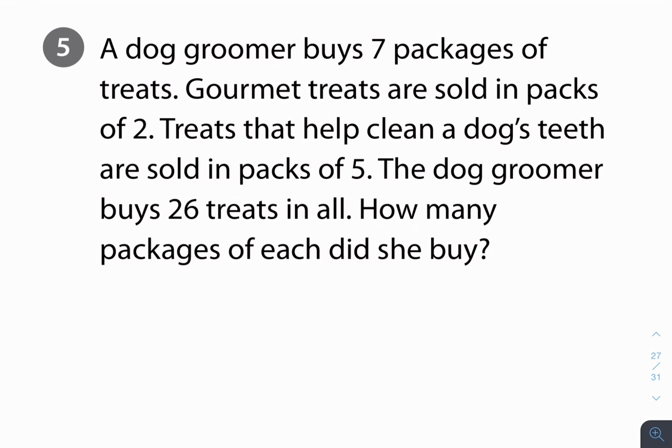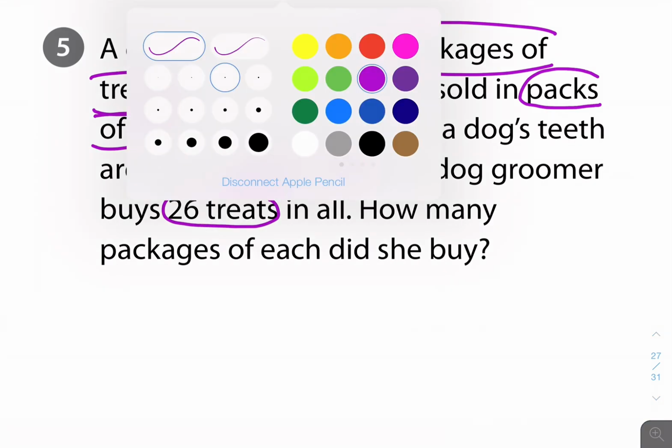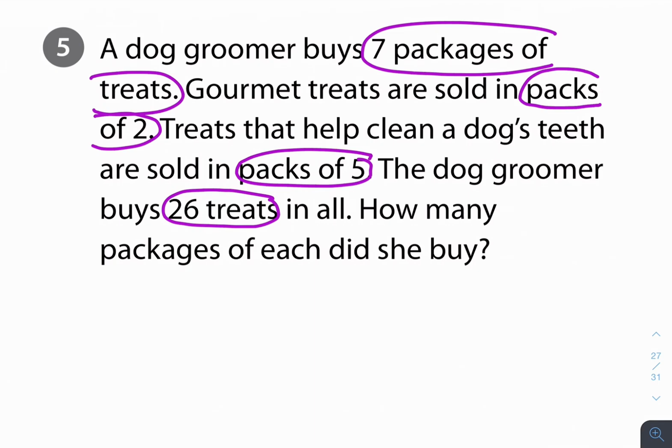I hope you took some time. All right, so I'm going to cube the question as I did with the other ones, starting by circling my numbers and their units. So 7 packages of treats. They're sold in packs of 2. The treats that help clean a dog's teeth are sold in packs of 5. The dog groomer buys 26 treats in all. How many packages does she buy? And now I'm going to go and box key terms. The gourmet treats are sold in packs of 2.